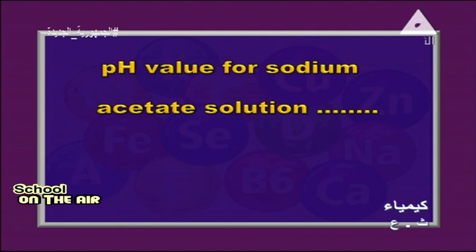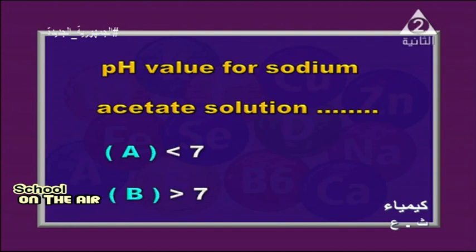Next question. pH value for sodium acetate solution. Is it less than 7, greater than 7, equal 7, or equal 3? Here the answer will be greater than 7. Why? Because sodium acetate, when it ionizes, gives a strong base and weak acid. So the solution is basic, so the pH is more than 7.